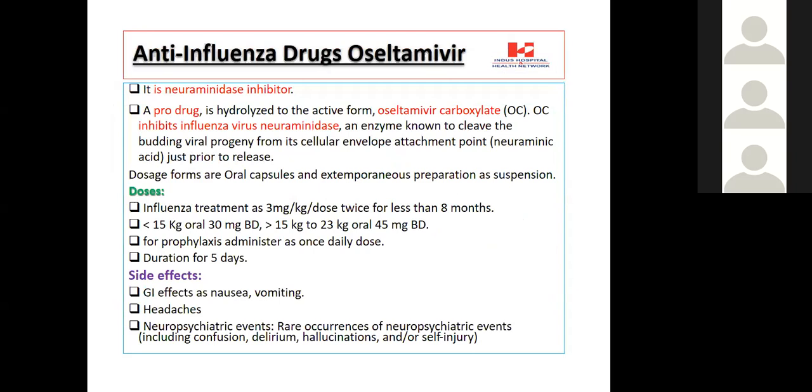Then we have another example from the antivirals, the anti-influenza drug oseltamivir. It's a prodrug. It needs to be hydrolyzed into its active form, oseltamivir carboxylate. It inhibits influenza virus neuraminidase, which is needed to cleave and release budding viral progeny. So there is some dosing information.